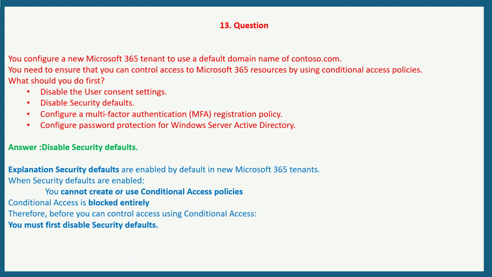So the correct answer out of these four is disable security defaults. So here we have the explanation. Security defaults are enabled by default in new Microsoft 365 tenants. When security defaults are enabled, we cannot create or use conditional access policies. So in order to use conditional access policies, we should first disable the security defaults.